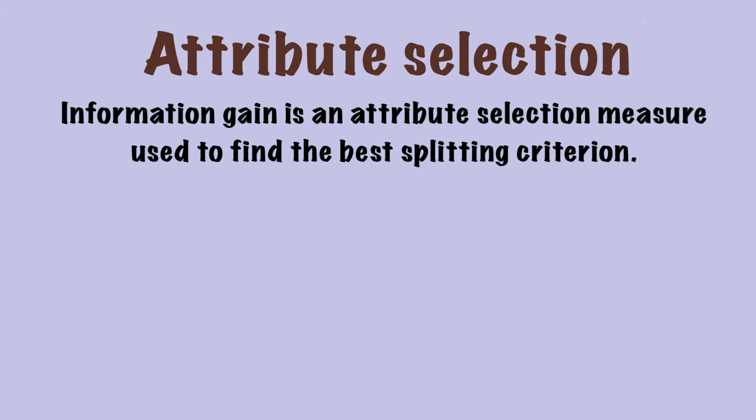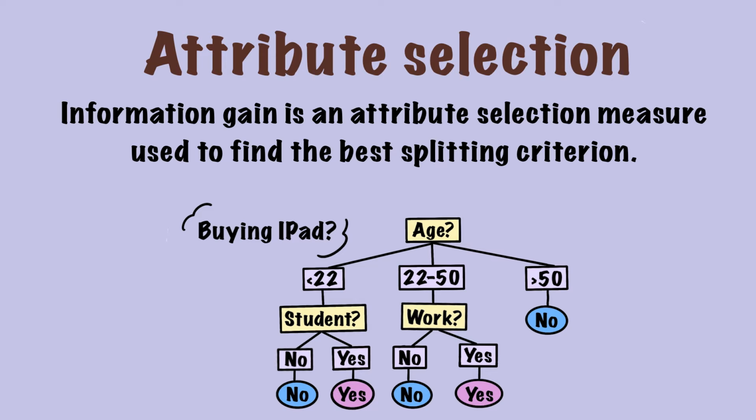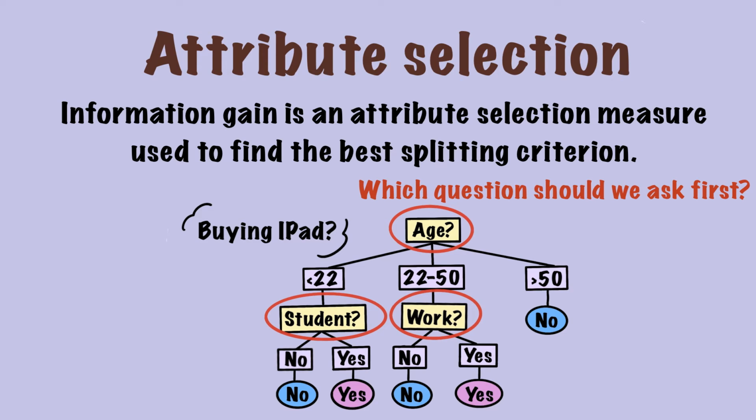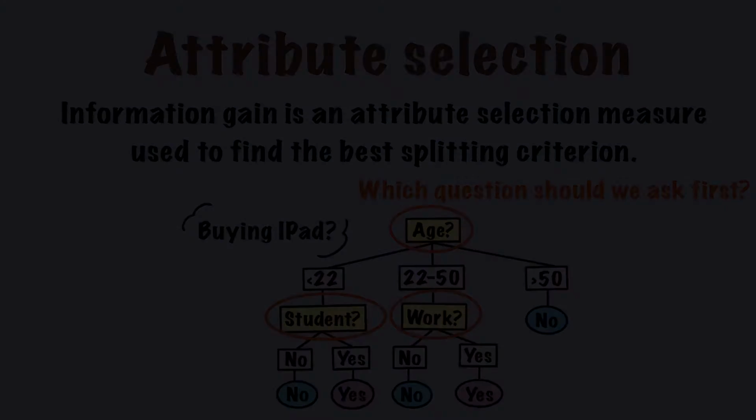To begin with, information gain is an attribute selection measure used to find the best splitting criterion for a decision tree. For instance, we have this decision tree. We want to know whether a person will buy an iPad or not. During the process, we ask three questions: the age of a person, if the person is a student, and if the person has a job. However, which question should we ask first? This is when information gain can help.